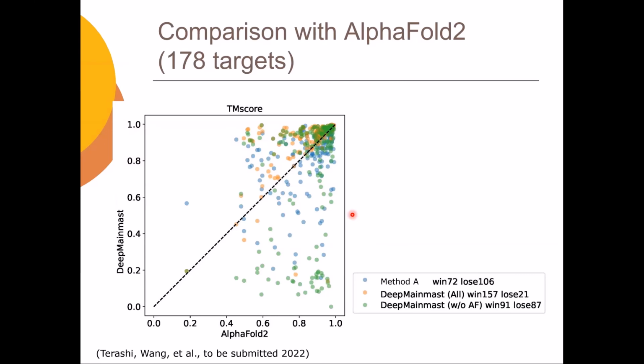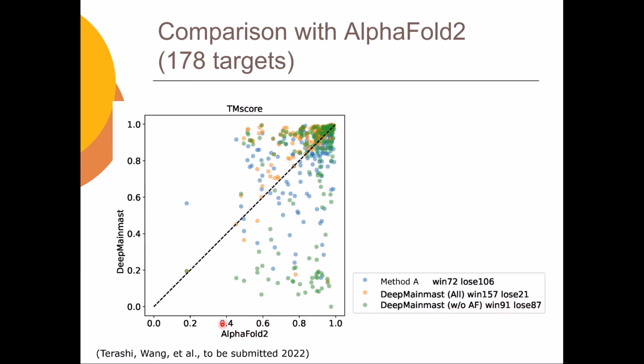You might want to ask how our methods do relative to AlphaFold. AlphaFold does a very nice job in most of the cases. If you compare Deep MainMast with AlphaFold directly, in this data set used in some papers, we do slightly better than AlphaFold.